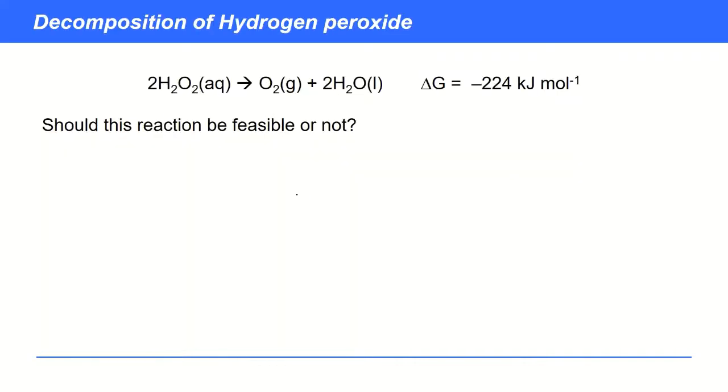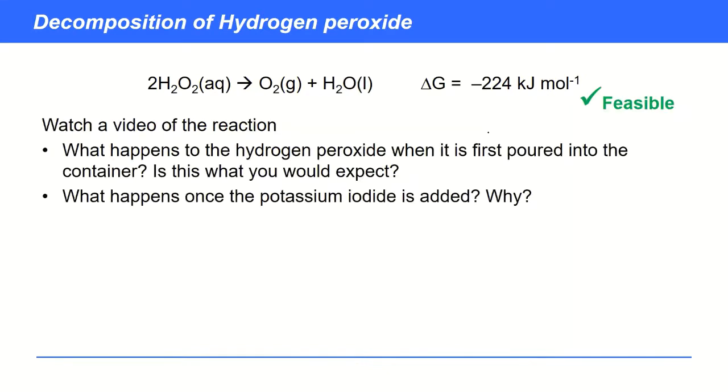So here is an example of a reaction, and here is the free energy change for that reaction. So have a think, should this reaction be feasible or not? Well, hopefully you all said it should be feasible. You're right, it should. It's a negative free energy change. That's the condition for feasibility, is that delta G should be negative, and it is. So this is a big negative delta G. This should be a feasible reaction.